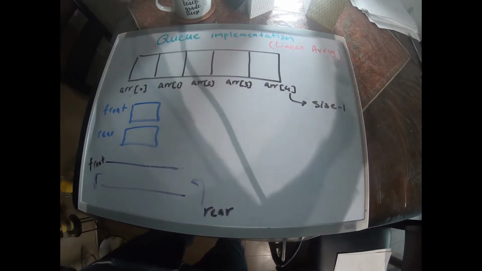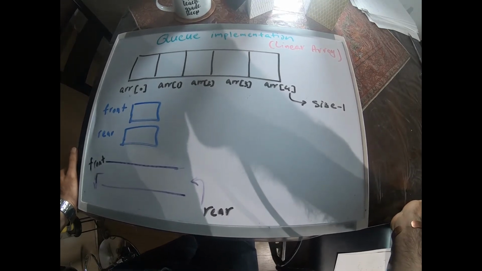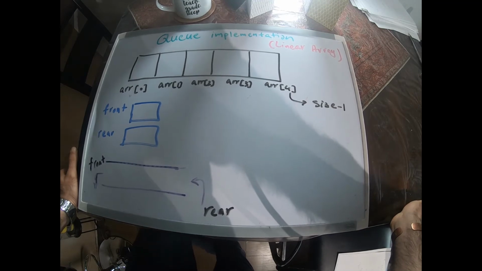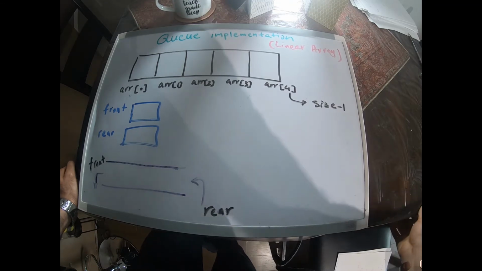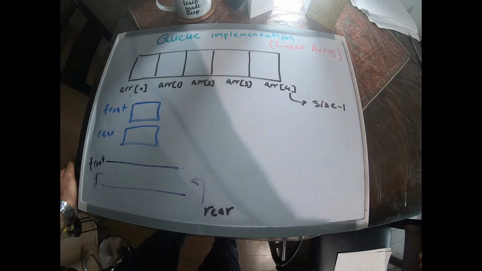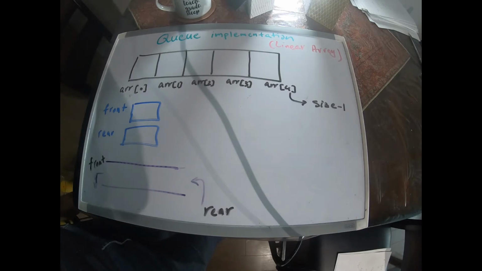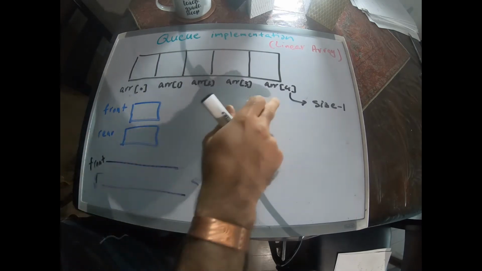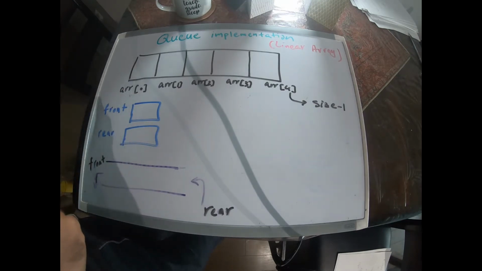Okay, now let's see how we can implement a queue. As I mentioned earlier in the previous video, we can have different implementations for queue. We can implement it using arrays, we can implement it using linked list. Now let's see how we can implement it using what we call linear array. So here I have a fixed size array, static array, assuming that the size of the array is 5. We want to see how we can implement a queue.